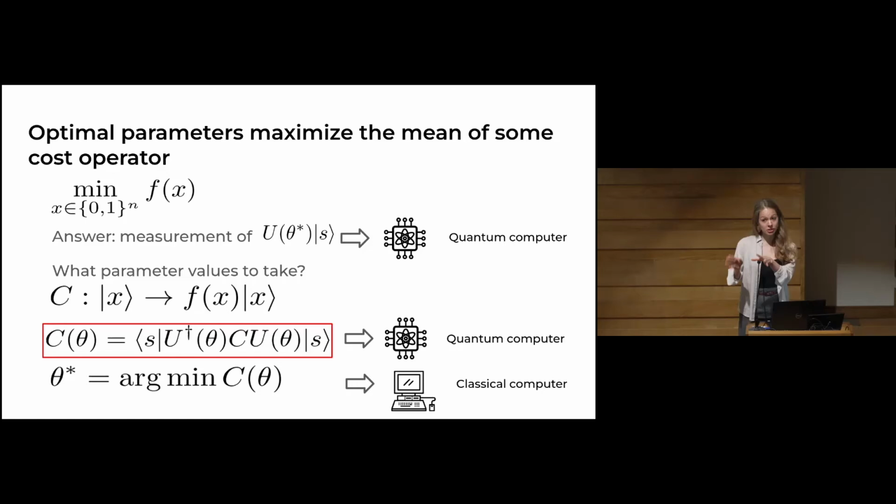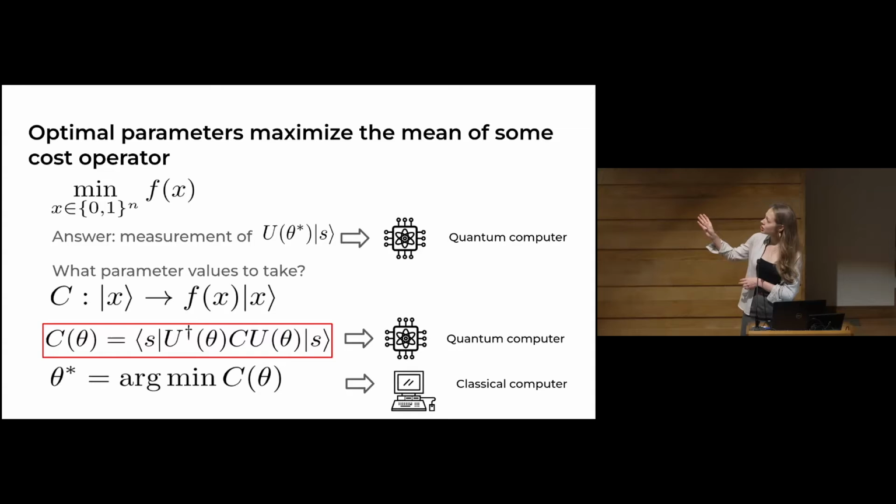And typically, how do we do it? We prepare and measure the state. We're going to get not the exact value of the function, but some stochastic approximation of it. And the precision of the stochastic approximation is determined by the amount of shots that you have. You need a quantum computer to do so, and then it sounds reasonable to ask for parameters such that this expectation is as small as possible.